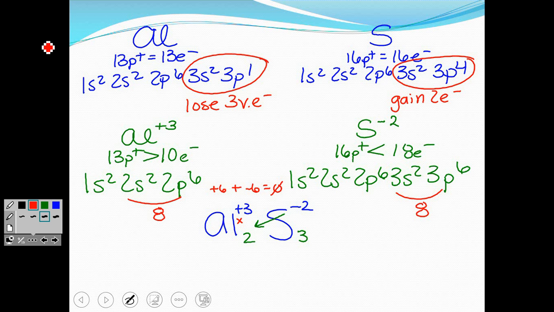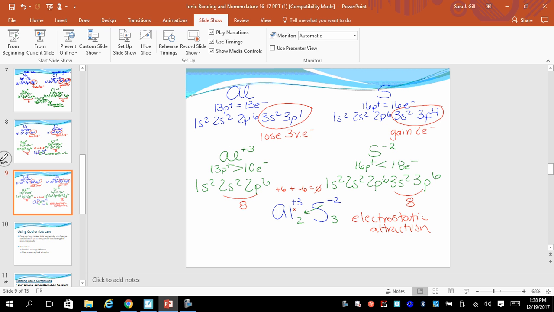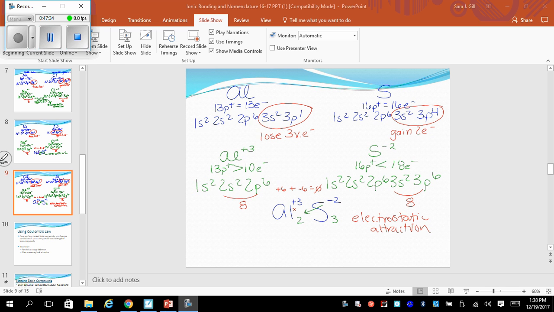Oh, and don't forget, I always want you to write something down here about the electrostatic attraction. And it can be just as simple as writing the 2 words, so I know you know why these things happen. Okay, let me escape out of here and stop this.